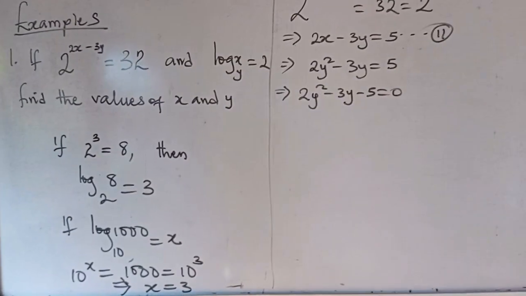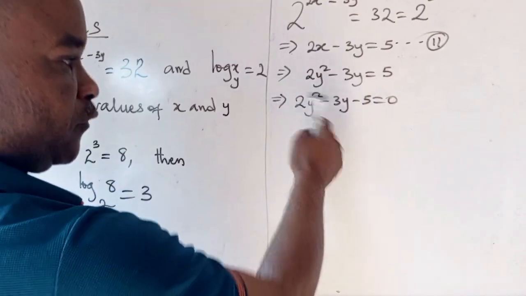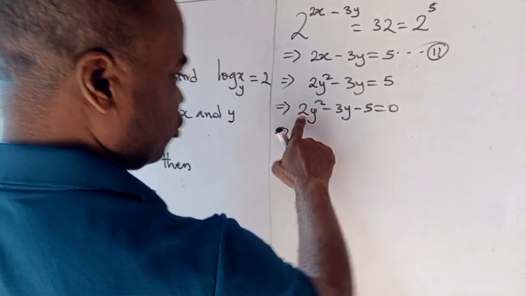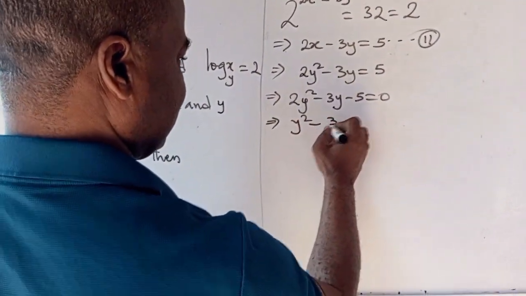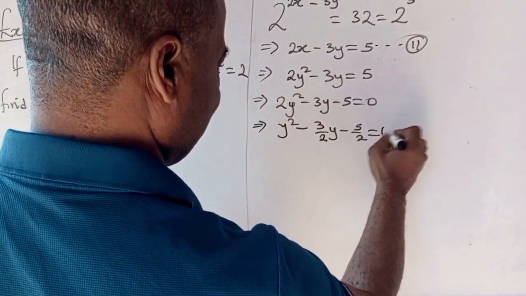First, let us divide all through by 2 in order to make the coefficient of y squared to be 1. So if we divide all through by 2, we are going to have y squared minus 3 over 2y minus 5 over 2 is equal to 0.